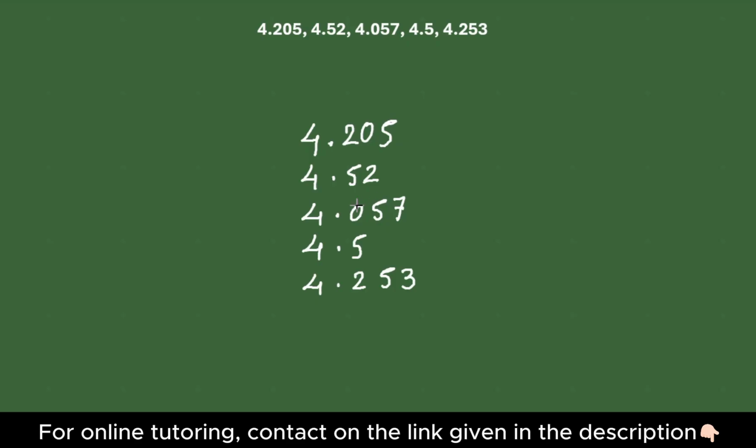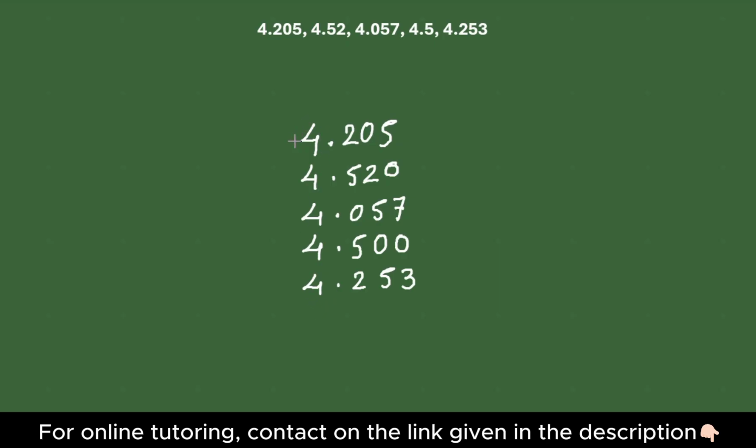We can see that in 4.205, 4.057 and 4.253 there are 3 decimal places. So let us write a placeholder 0 in 4.52 as well as write 2 zeros as a placeholder in 4.5. So there will also be 3 decimal places. Now start comparing digits from left to right.